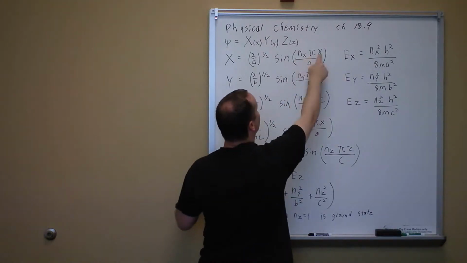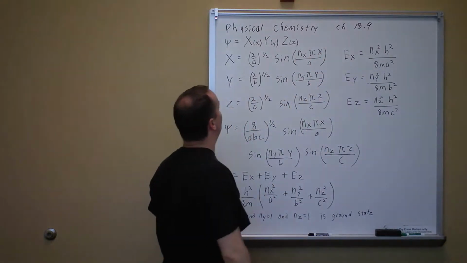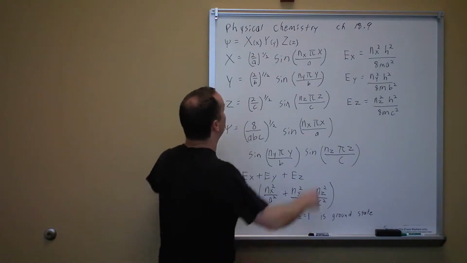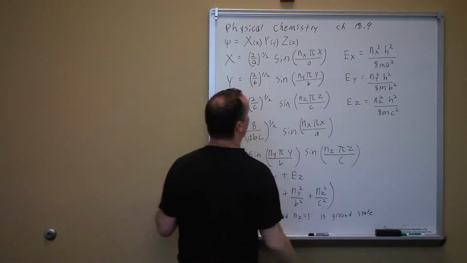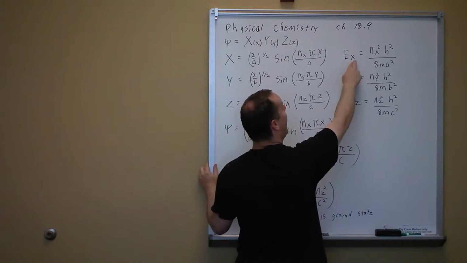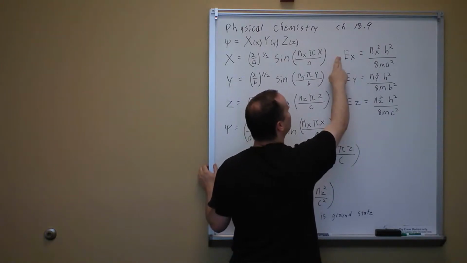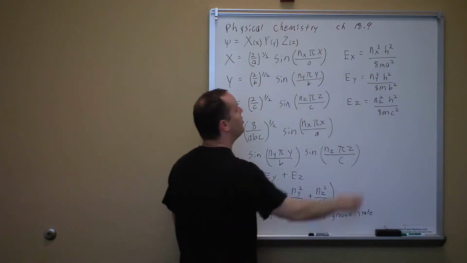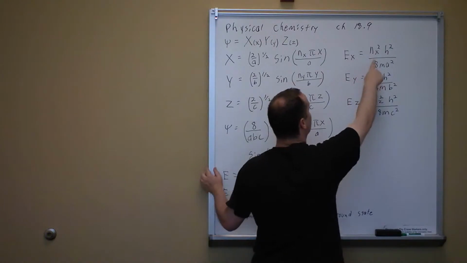Pi is just the number pi. And then x is the particle's position anywhere inside the box. Notice you have the same a in two different places here. So the x component of the energy for the particle in the 3D box is just like you saw for the particle in the one-dimensional box.